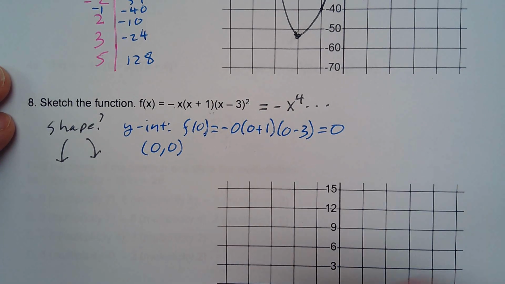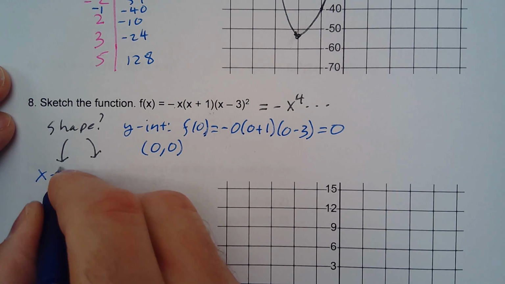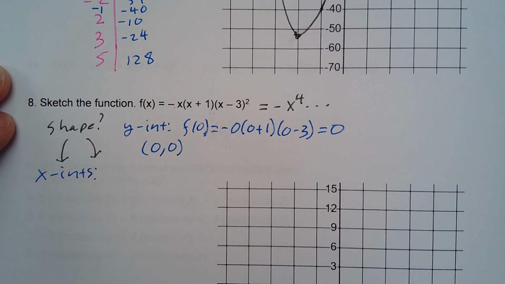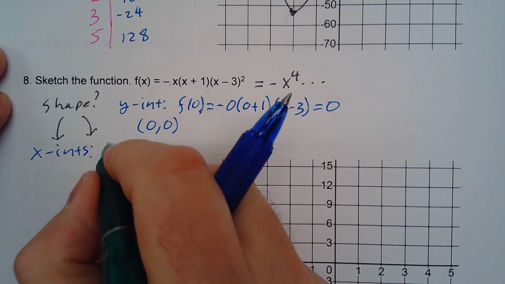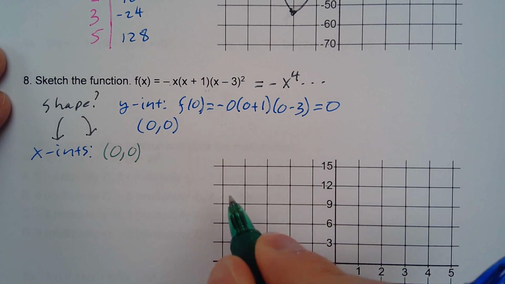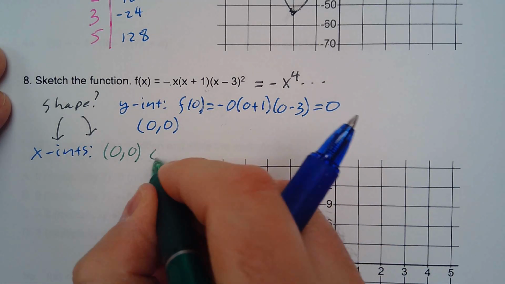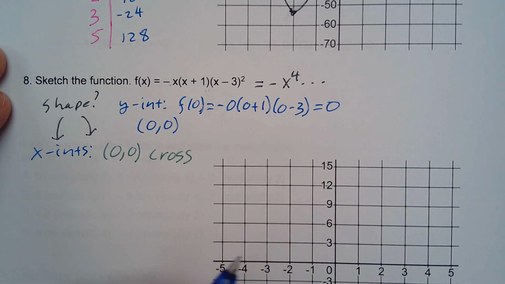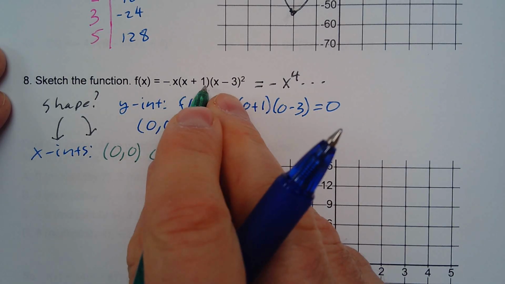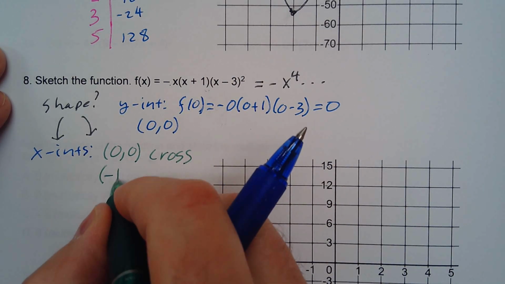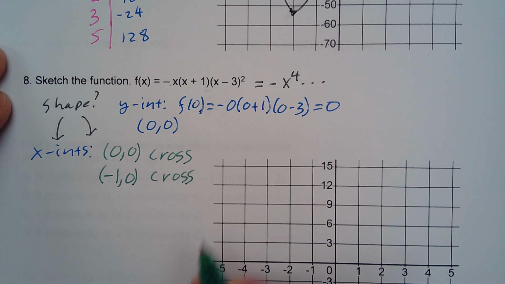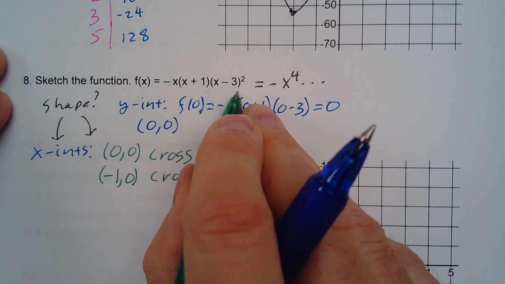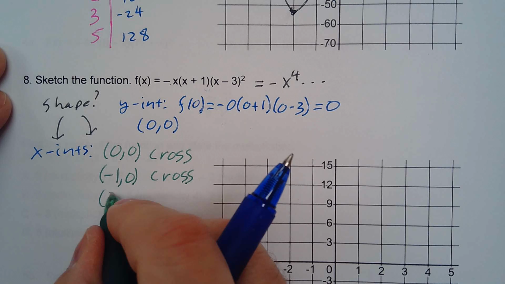Let's get our x-intercepts. Okay, we got a factor of x. That gives me 0, 0. Power on the x is 1, so this is going to cross. Next intercept comes from x plus 1. That gives me negative 1. That's also going to cross. And x minus 3 squared, well, that gives me 3, and that's going to touch.